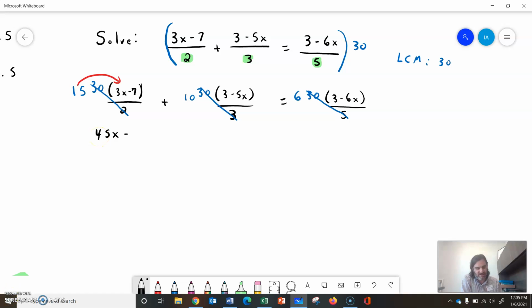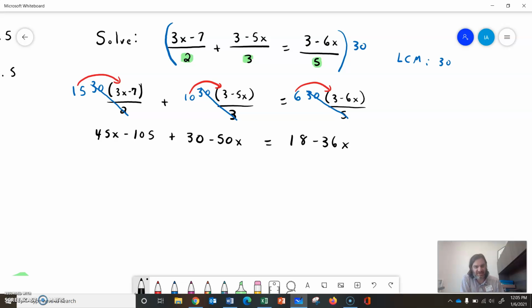Okay, we're back. 15 times negative 7 is negative 105. And we'll push the 10 into the 3 minus 5x, so that'll be 30 minus 50x. And the 6 into the 3 minus 6x on the other side, so that'll be 18 minus 36x. So we got rid of the fractions, and then the way I did that created some parentheses.